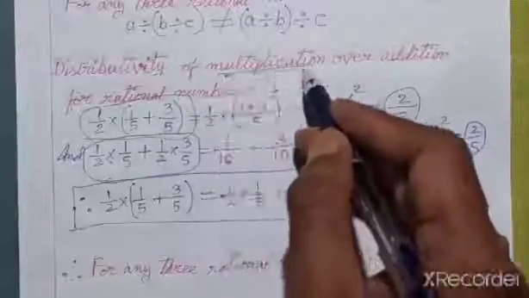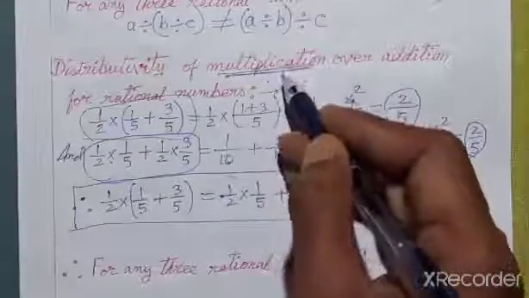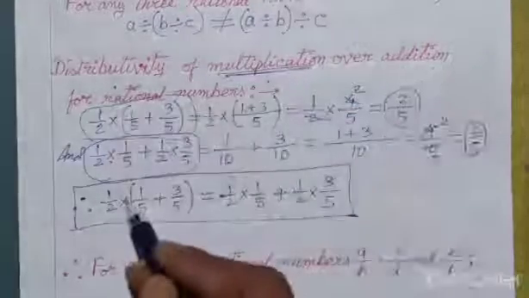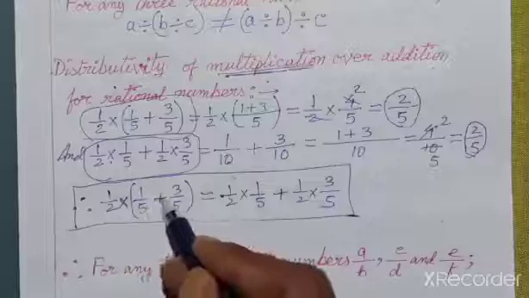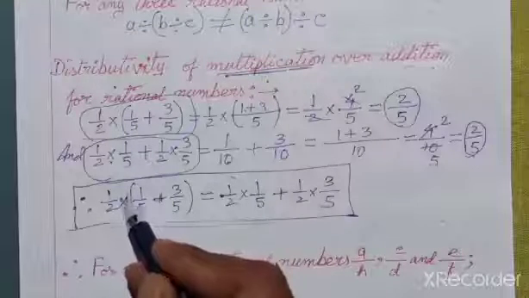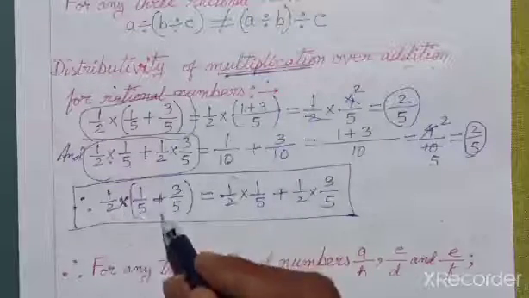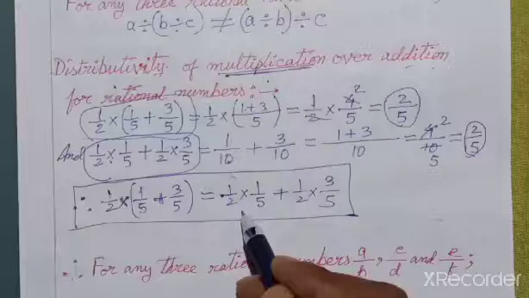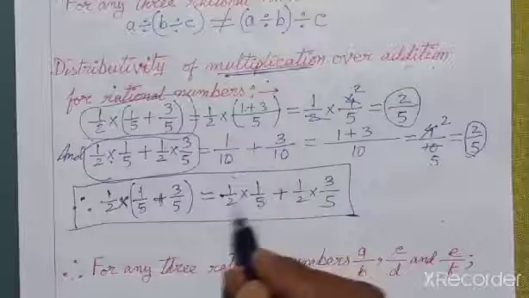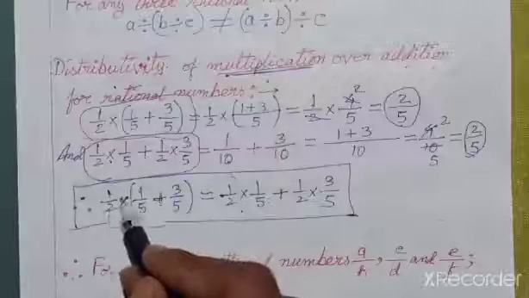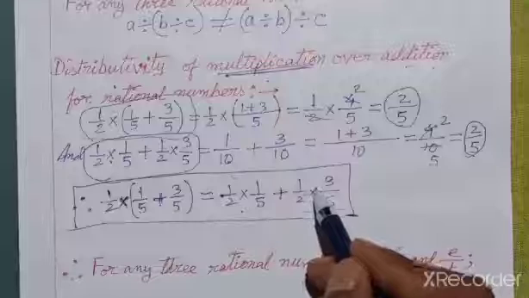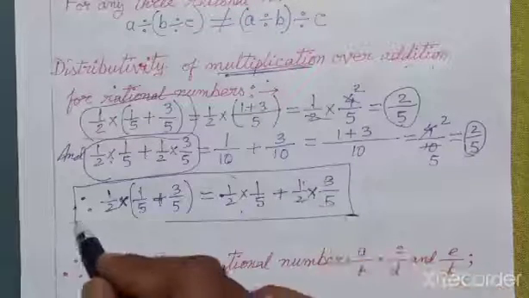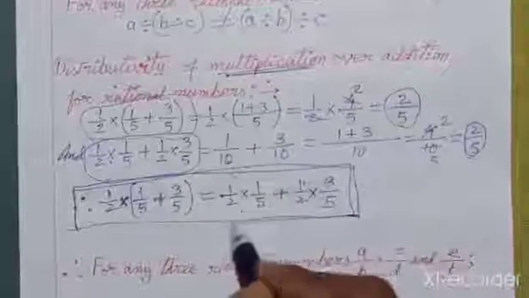So multiplication, that means multiply must be distributed over addition. So here is multiply and this is the addition. So this multiply will be distributed over addition. So 1 by 2 into 1 by 5 here. Then plus sign comes here, and this 1 by 2 into, this multiply is distributed here, then 1 by 2 into 3 by 5. So we are getting this.